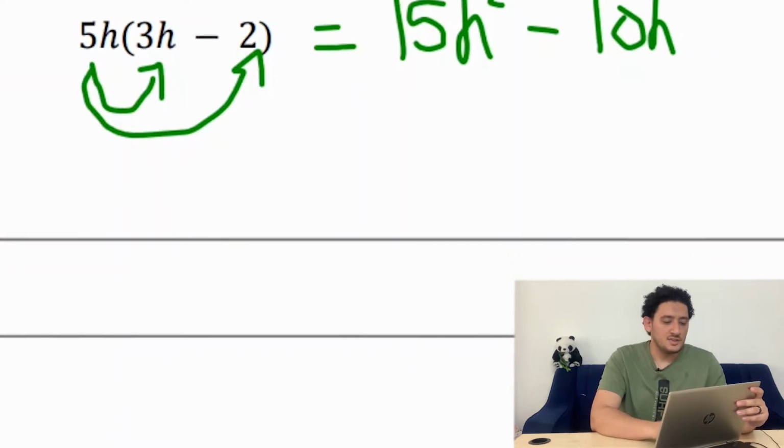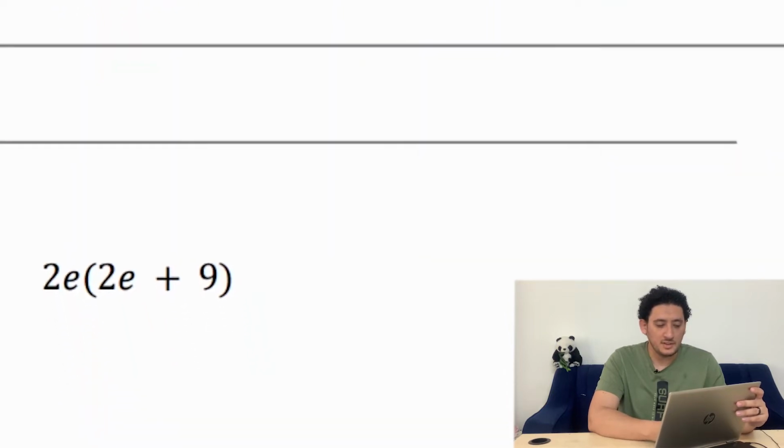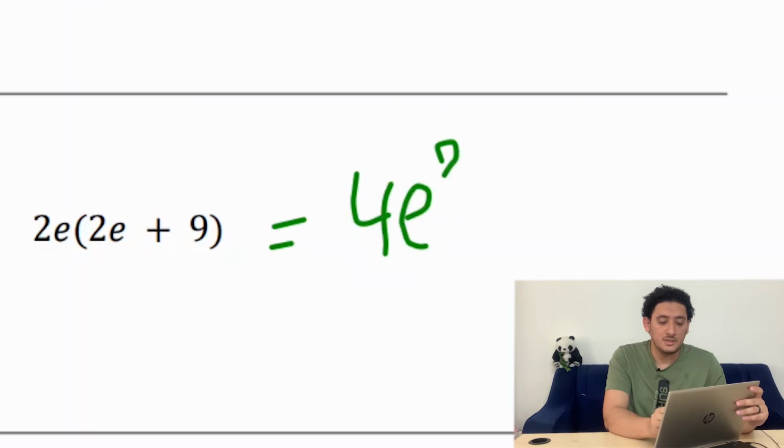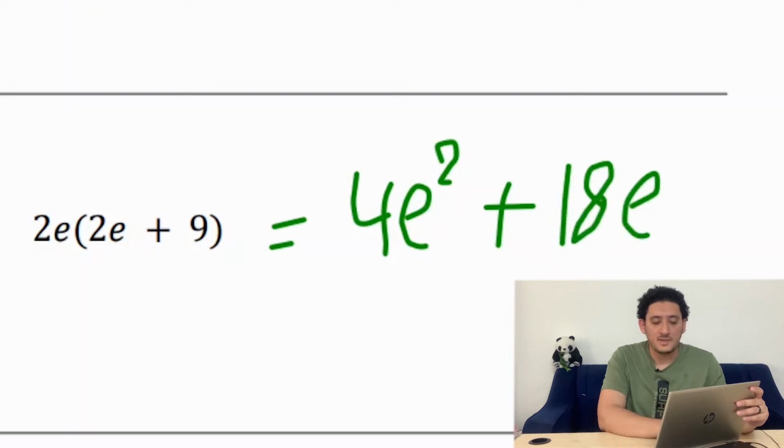5h multiply 2 means 10h, and there is a negative sign between them, so it's 15h squared minus 10h. The second one is the same idea, 2e multiply 2e plus 9. So you need to distribute the multiplication again. 2e multiply 2e means 4e squared. 2e multiplied by 9 means 18e. So the expression equals 4e squared plus 18e.